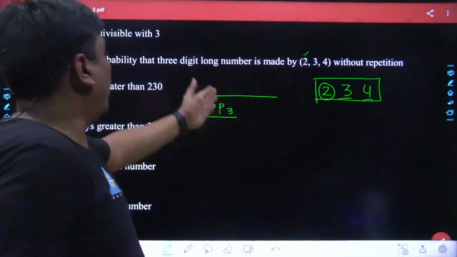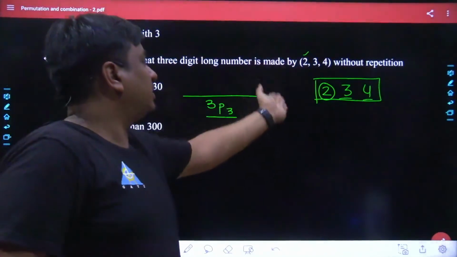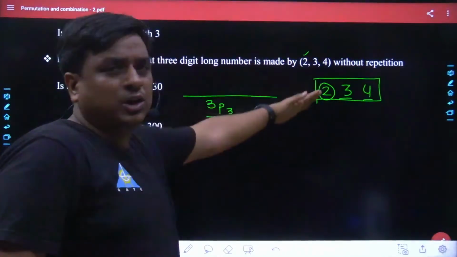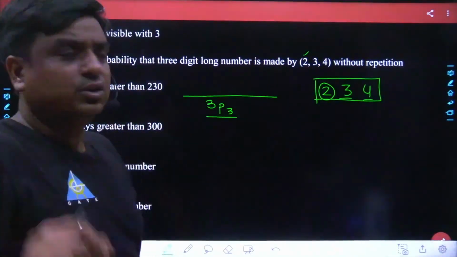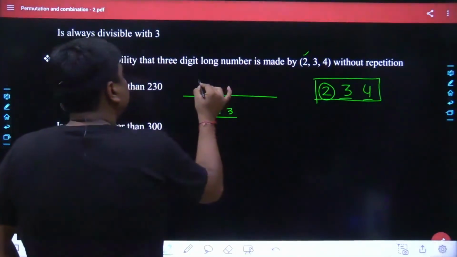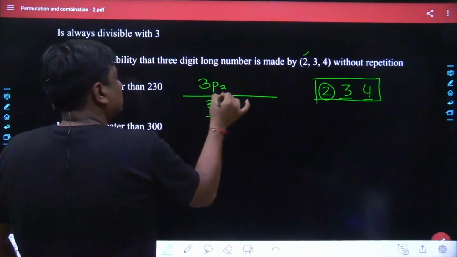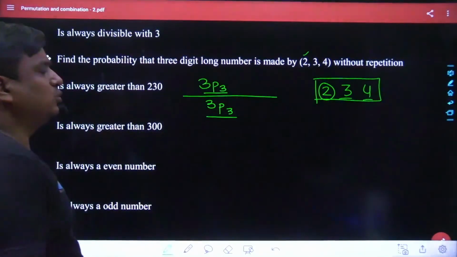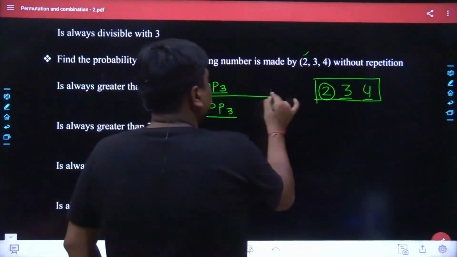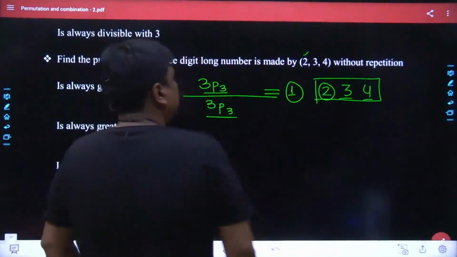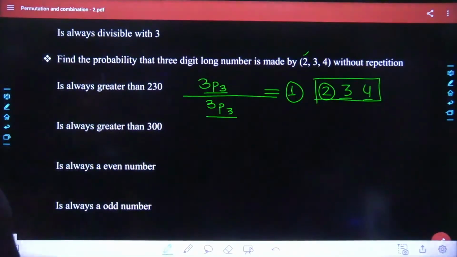by default all of the remaining numbers, 243, maybe 432 or others, are going to be greater than 234. So all numbers are greater than the value of 230. So again, it is going to be a certain event. If you make any kind of number with the help of 2, 3, 4, by default that number would exceed 230. So the probability is 1.